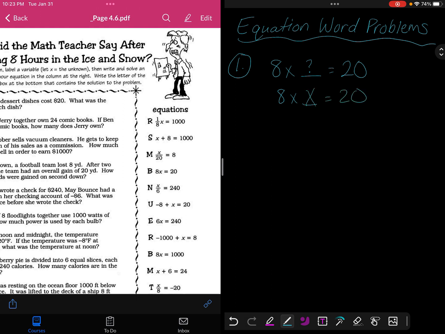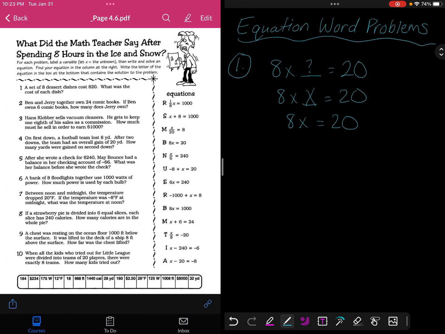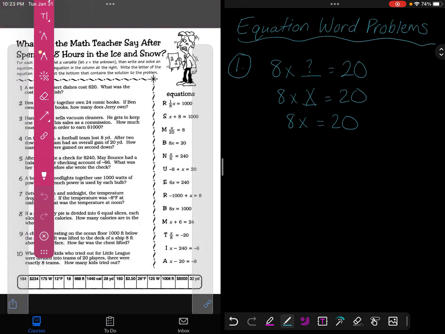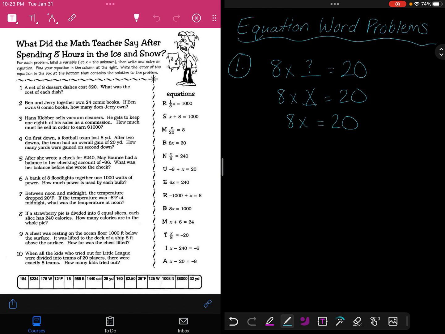equals 20. Now that looks really weird. That's why we don't use the times sign as the x anymore. So when we put that together, it's going to be 8x equals 20. So looking at our sheet, that's going to be letter B. So I'm going to put a B next to 1. And to figure out where it goes on the bottom, we have to solve it.